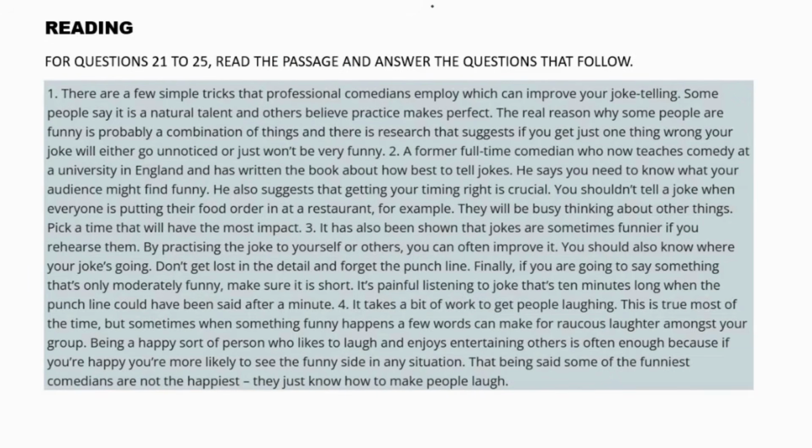Okay, so now let us move to the next section of the sample paper, that is reading. So for questions 21 to 25, read the passage and answer the questions that follow. Okay, so we will firstly read the passage. There are a few simple tricks that professional comedians employ which can improve your joke telling. Some people say it is a natural talent, and others believe practice makes perfect. The real reason why some people are funny is probably a combination of things, and there is research that suggests if you get just one thing wrong, your joke will either go unnoticed or just won't be very funny.